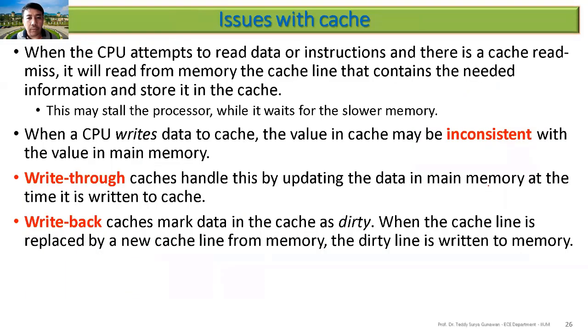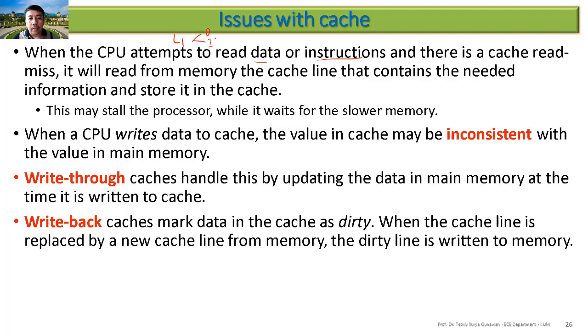What are the issues with cache? When the CPU attempts to read data or instruction, remember that the cache is not only for data, but it can be an instruction. Instructions can be put in the cache. That's why in L1 cache there are two types: we have the cache for data and cache for instruction.